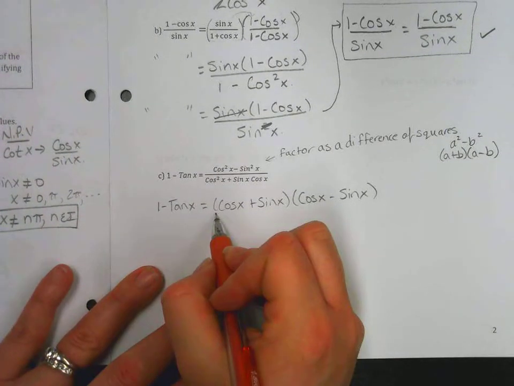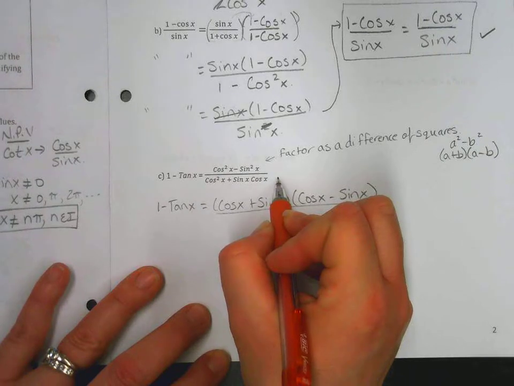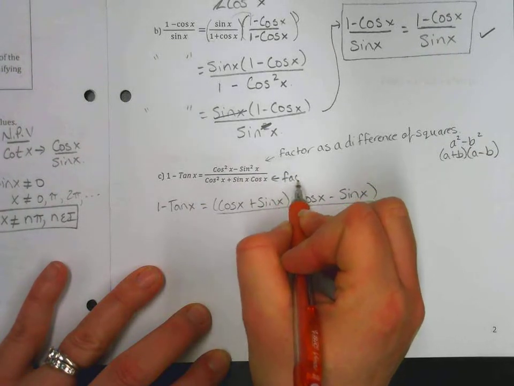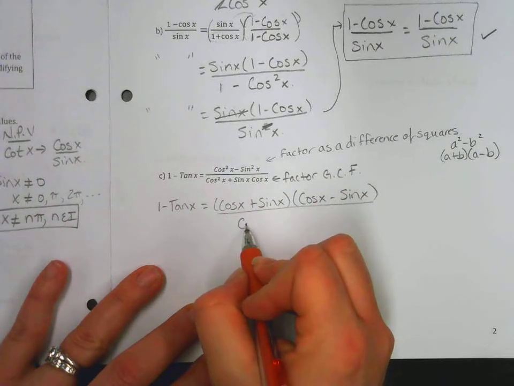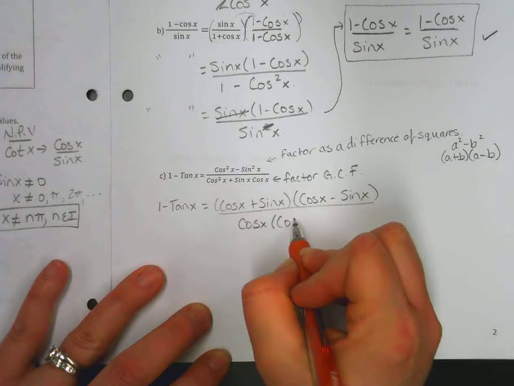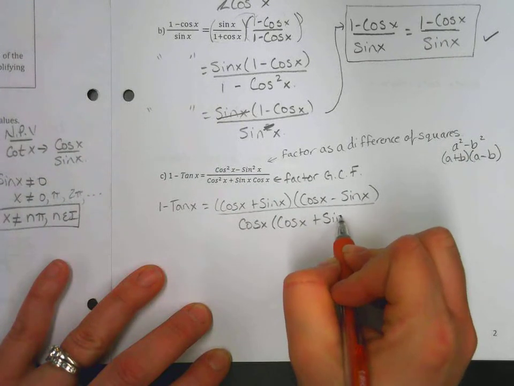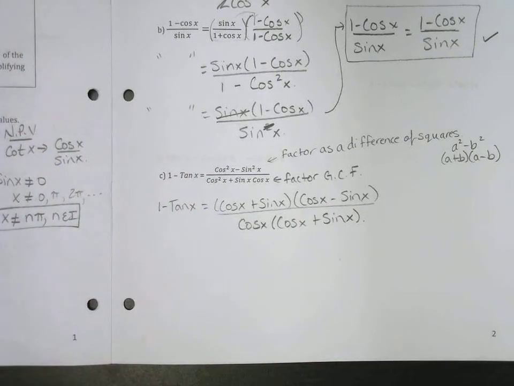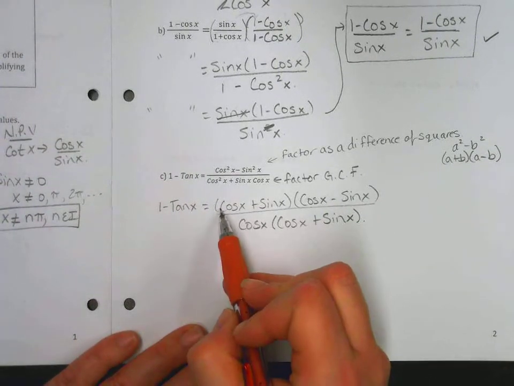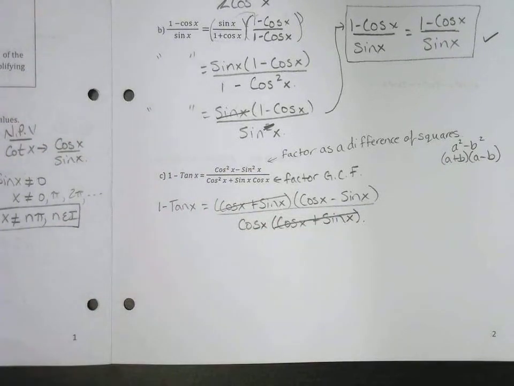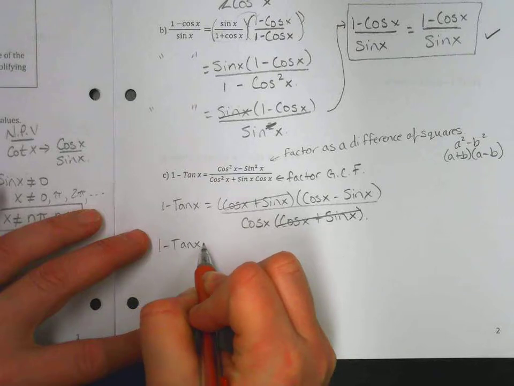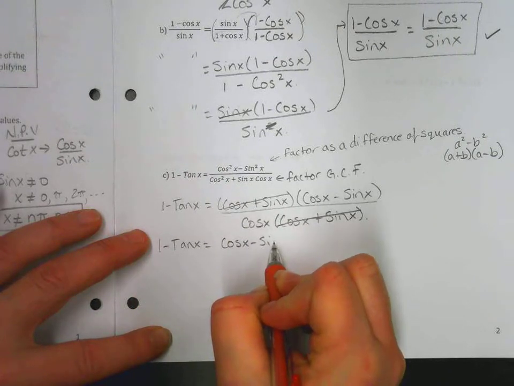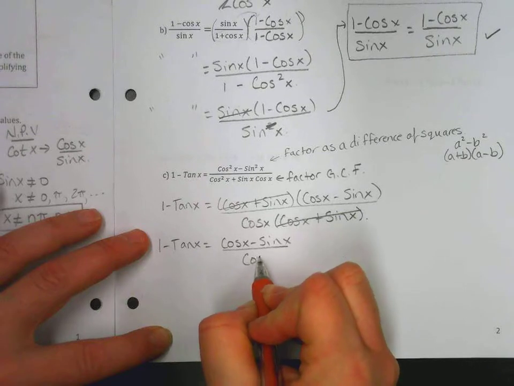And then in the denominator, I'm also going to factor this, but I'm going to factor out a GCF, a greatest common factor. So I'm going to factor out a cos of x here, and I'd be left with cos of x plus sine of x. All right, so once I've done that, look what happens. These whole expressions are going to cancel with each other. So now what am I left with? I'm left with cos of x minus sine of x all over cos of x.